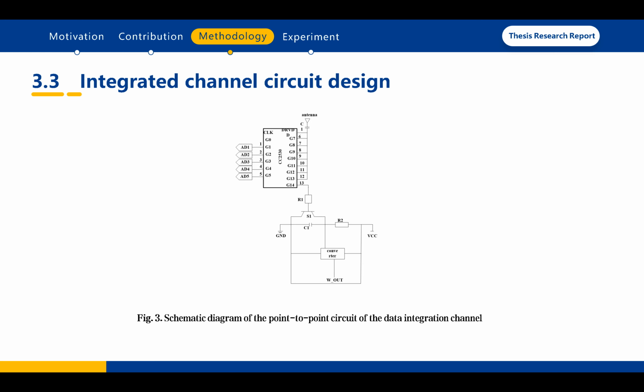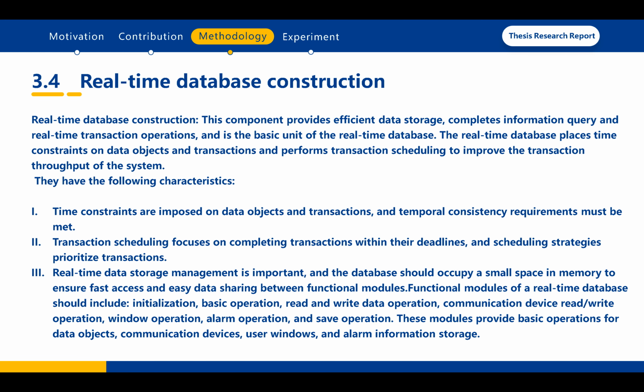demodulation module. And the fourth part is real-time database construction. These components provide efficient data storage, complete information query, and real-time transaction operations, and are the basic union of the real-time basis. The real-time database places time constraints on data objects in transactions and performs transaction scheduling to improve the transaction throughput of the system.